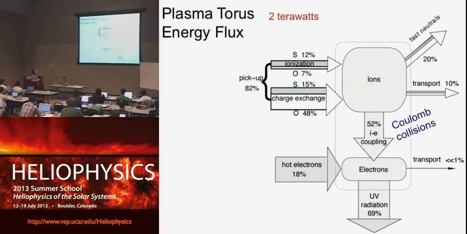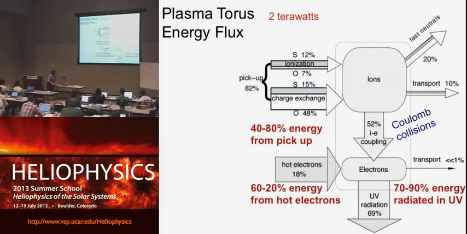So when we look at the energy flux, about 2 terawatts of energy flows through this torus. We have energy of pickup associated with both ionization and this process of charge exchange. In fact, somewhere between 40 and 80% of the total energy comes from this process. But those ions are coupled to electrons, and it's these electrons that then excite the ions and make them radiate. Okay, so there's this coupling between the ions and the electrons, and this is via Coulomb collisions of charged particles.